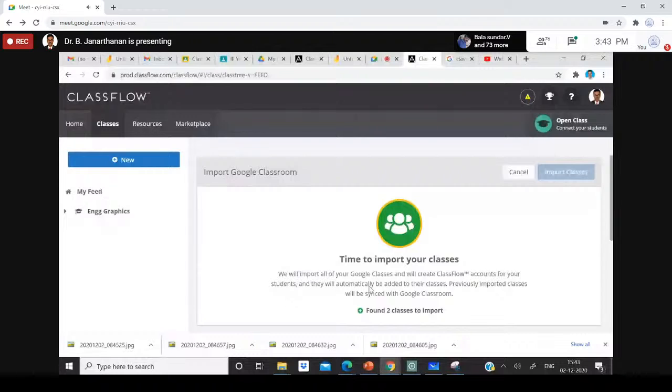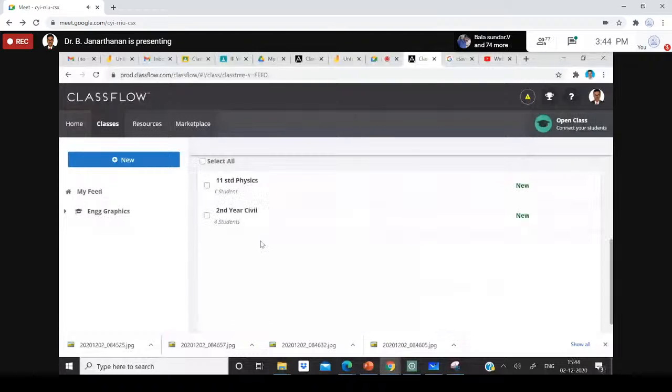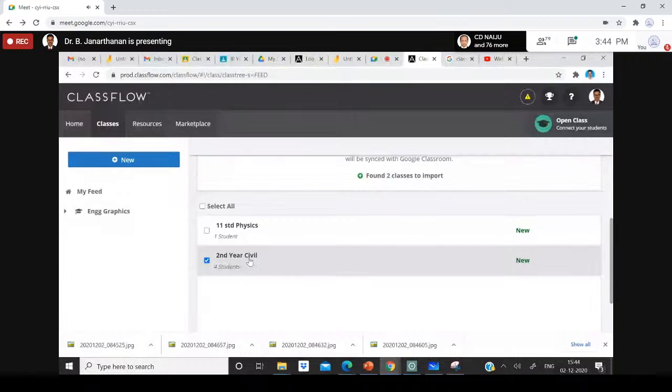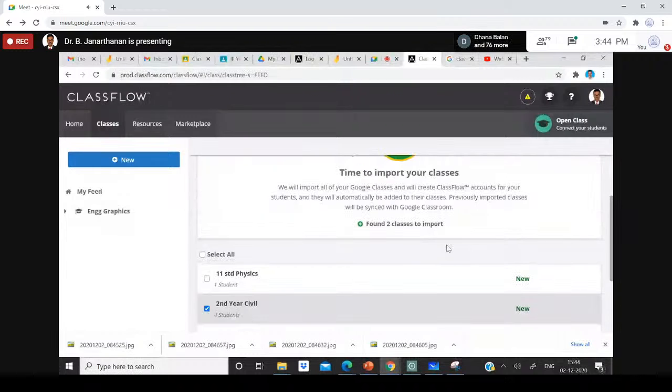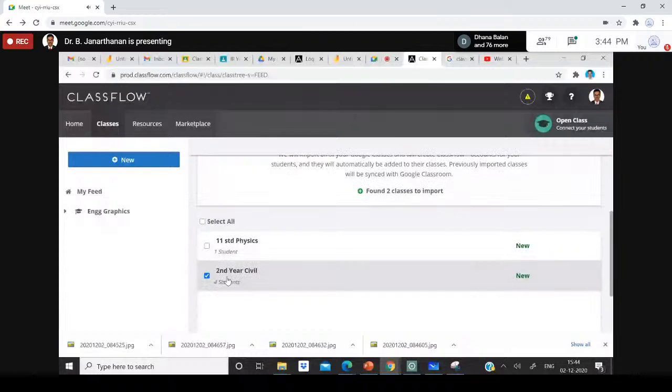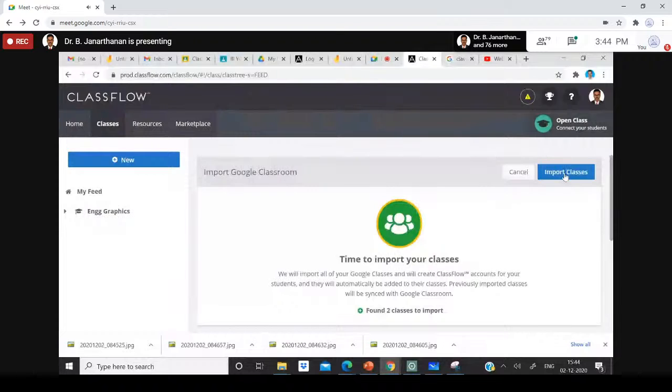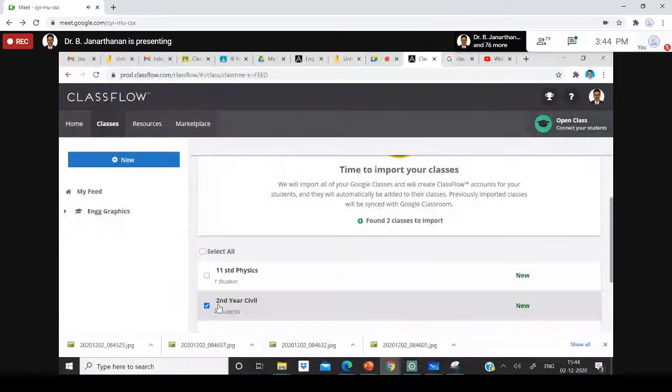See here, I have just created something, second year civil and 11th standard physics, like this. Here I have 4 students. I just added one student for the sake of showing this demonstration. If you click on this and say import, import class, then with all four students in the roster, you will get into the ClassFlow account.